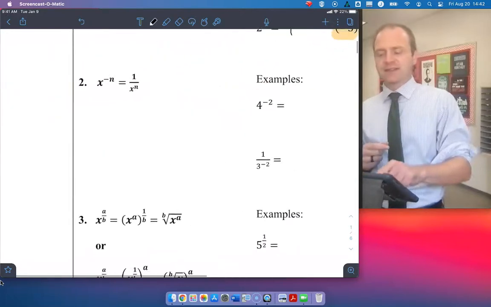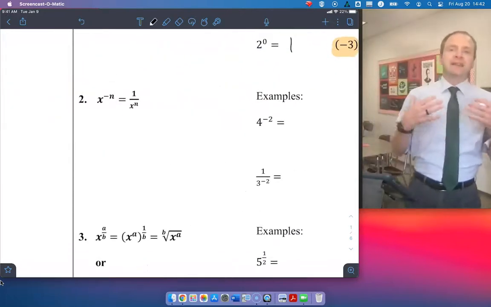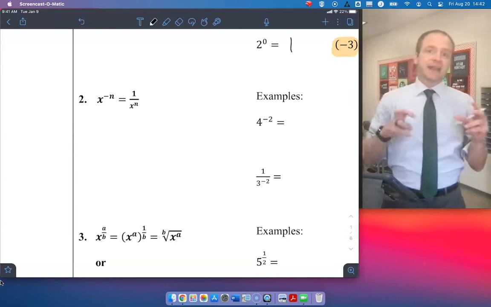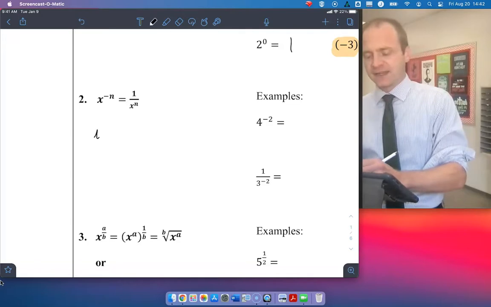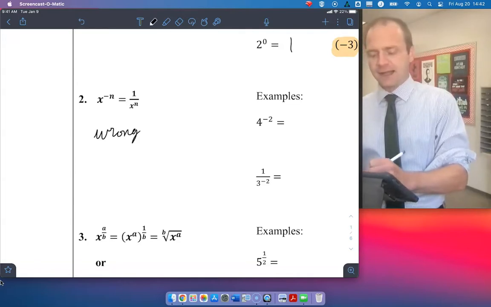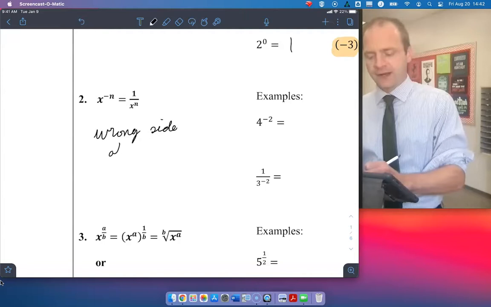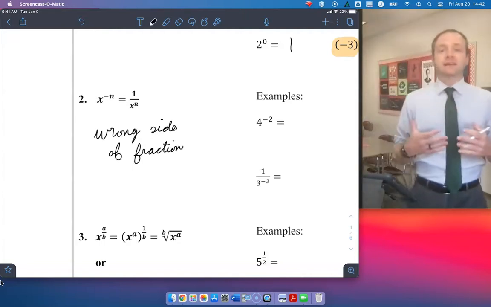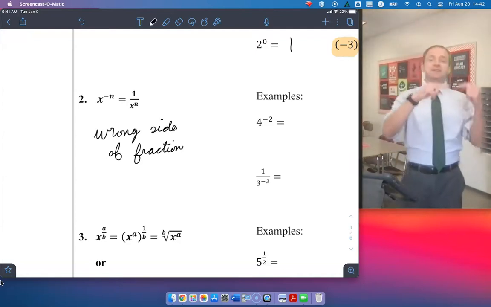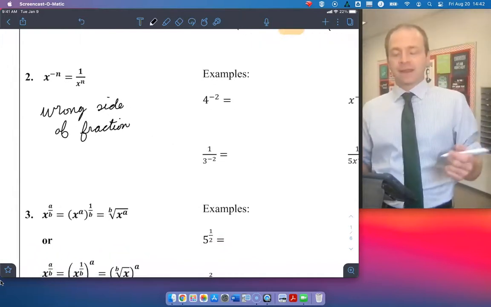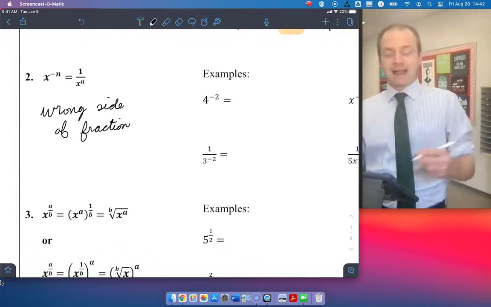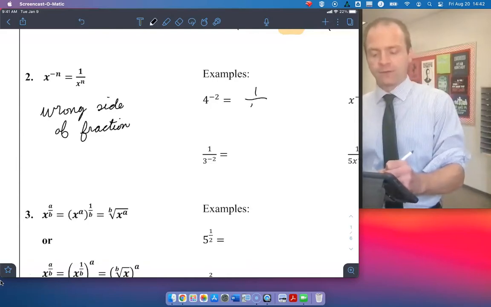And the next rule is the negative exponent rule. And the negative exponent rule does not mean it becomes a negative number. What a negative exponent means, and the basic idea behind it, is that it is on the wrong side of the fraction. That is what the negative exponent means. Is, hey, negative exponent, move it to the other side of the fraction. So if I have 4 to the negative second, that really means that I have 1 over 4 squared, which is 1 over 16.